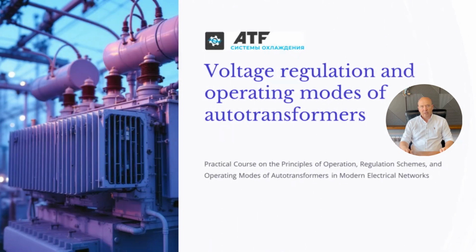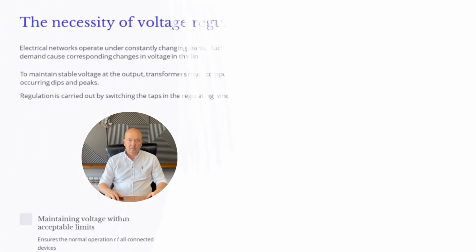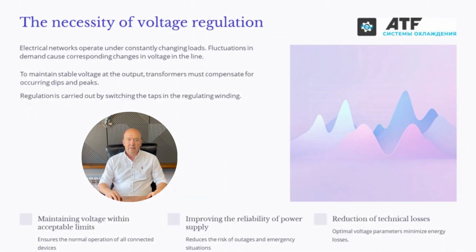In the previous video, we explained the principle of operation of autotransformers and their economic advantages. Today, we move from construction to control. We will see how voltage regulation is implemented in autotransformers, what schemes are applied, where the regulating points are located, and how this affects the operation of the device. We will also examine the main operating modes of an autotransformer and the differences between transformer and autotransformer connections. Why voltage regulation is needed.